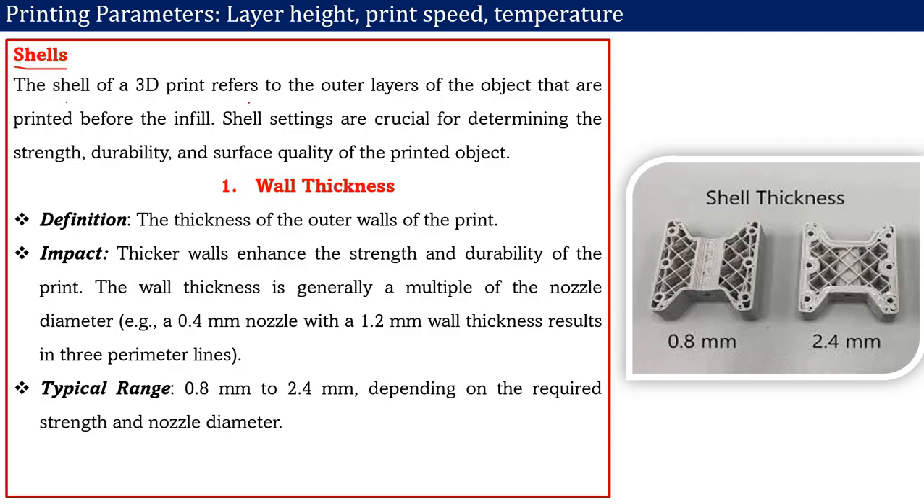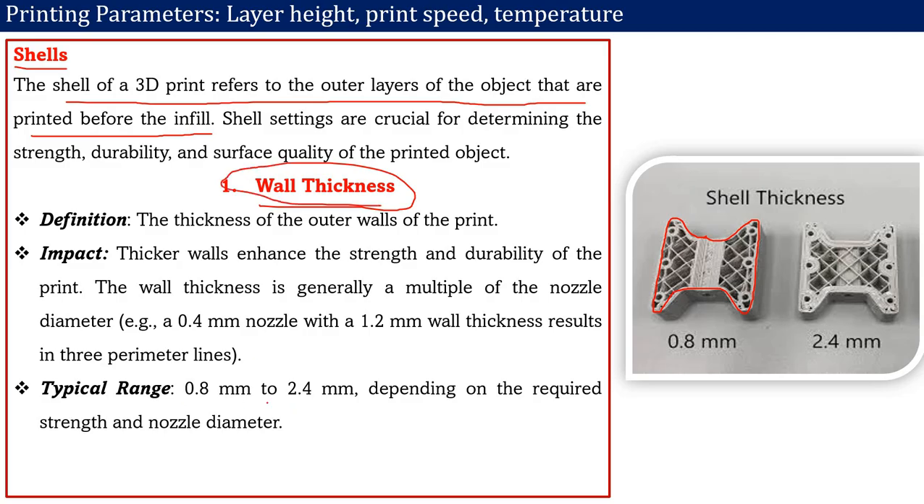Now what is the shell? The shell of a 3D print refers to the outer layer of the object that is printed before the infill. These are the outer layers for this 3D model, and the thickness for this outer layer is defined. That is the wall thickness, and by default it is 0.8 mm, and it can be increased from 0.8 to 2.4 mm.